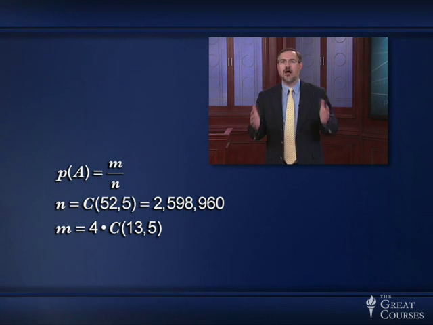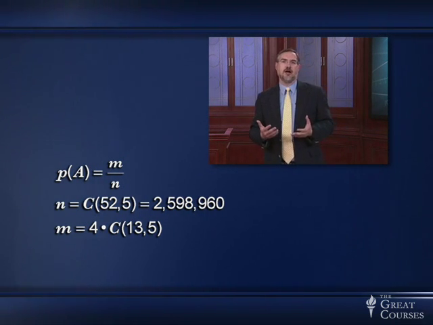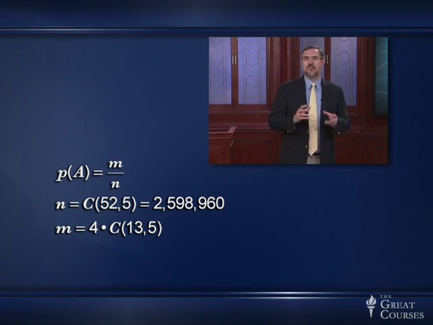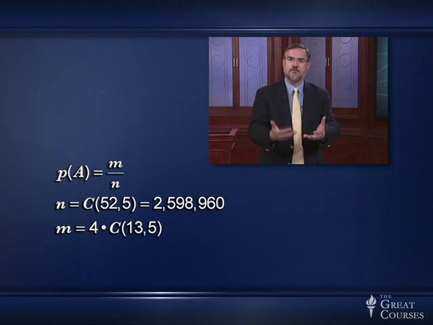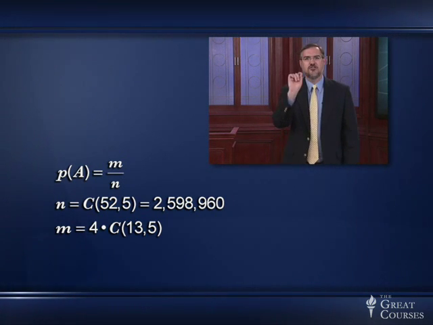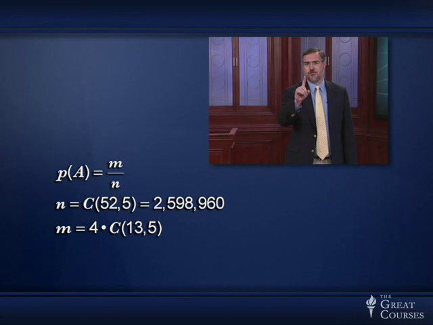And again, I'm not worried about the order in which you hand me the cards. So this is a combinations problem and not a permutations problem. So the number of ways then to have all of the different possible flush hands figured out would be 4 times C of 13, 5. It's a multiplication principle problem.